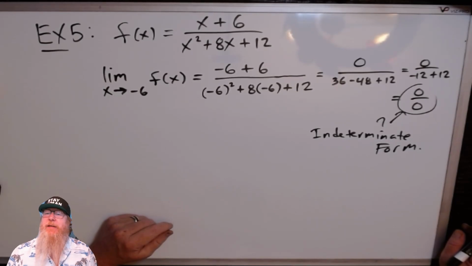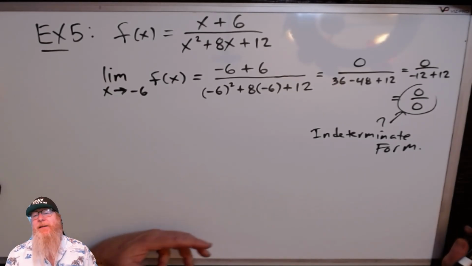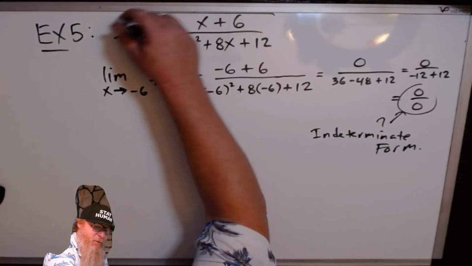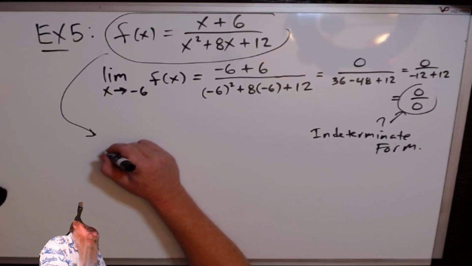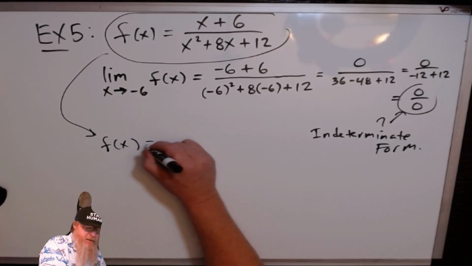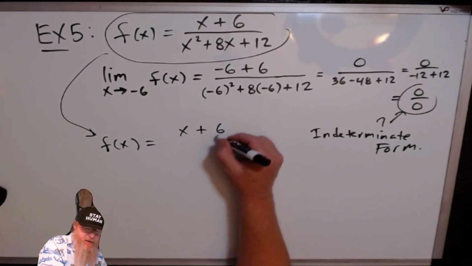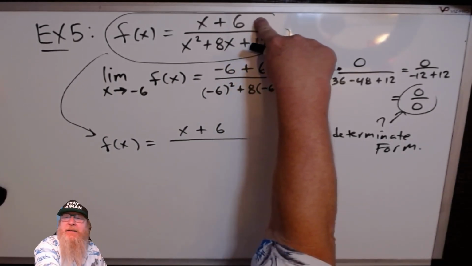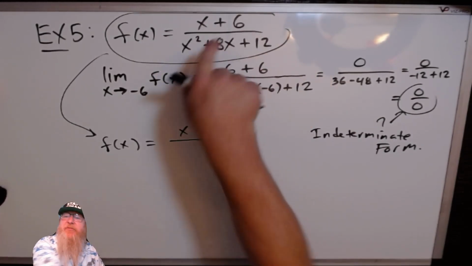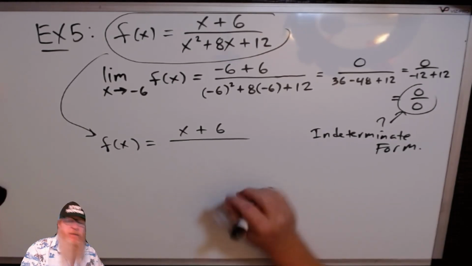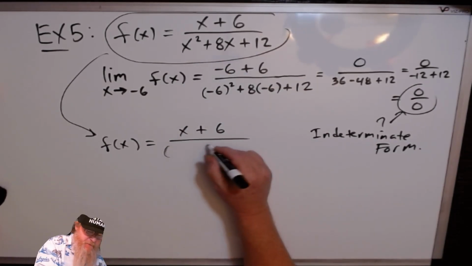All right, so how do we do that? Well, we're going to do the same thing we did in the last example. We're going to simplify this by factoring it. Now the numerator is already factored. There's nothing to do in the numerator. If there was more stuff in the numerator, I would work on that as well. The denominator can be factored.